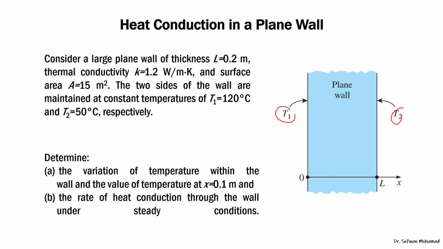Determine A, the variation of temperature within the wall and the value of temperature at x equals 0.1 meter, and B, the rate of heat conduction through the wall under steady conditions.